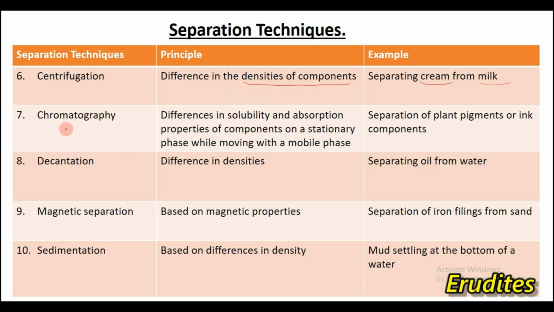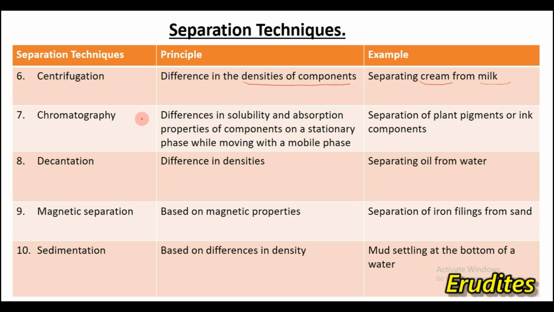Then we have another example, which is chromatography, and this is based on solubility and absorption property. It's based on the difference in solubility and absorption property of components on a stationary phase while moving with a mobile phase.